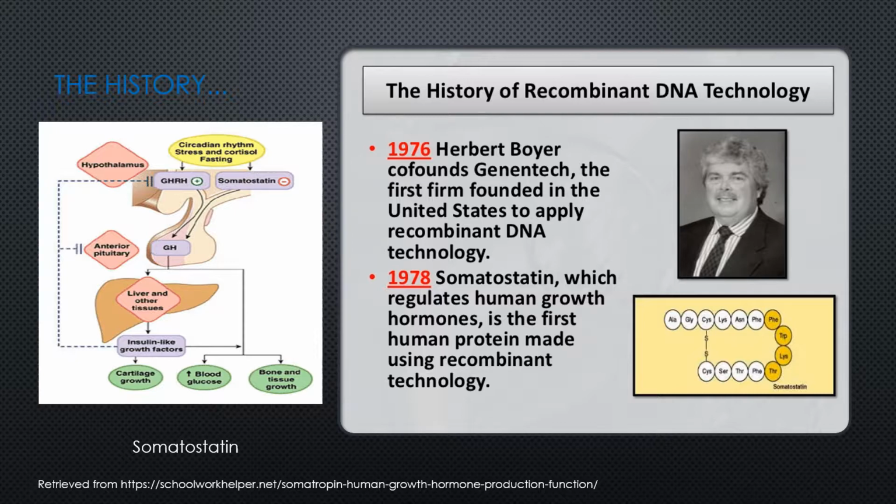That protein happened to be somatostatin, which is an important regulator of growth hormone, as you can see from the diagram on the left. However, the first recombinant protein that was made available to the public was actually human insulin. So these are all interesting facts, but the scientific research that went into these discoveries became the greatest race in molecular biology.